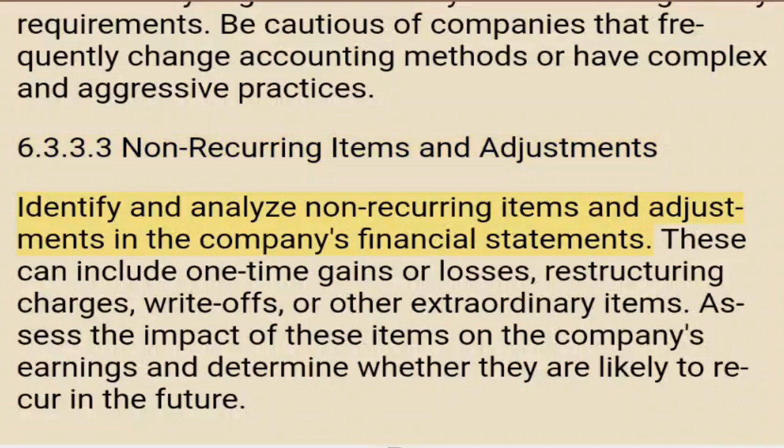6.3.3.3 Non-recurring items and adjustments. Identify and analyze non-recurring items and adjustments in the company's financial statements. These can include one-time gains or losses, restructuring charges, write-offs, or other extraordinary items. Assess the impact of these items on the company's earnings and determine whether they are likely to recur in the future.